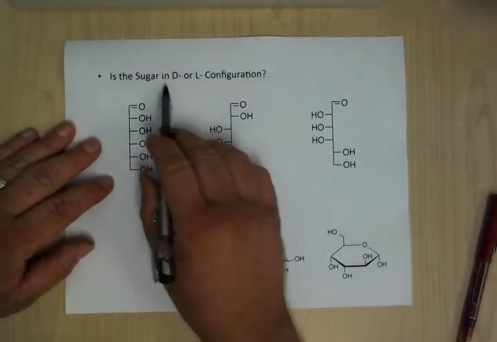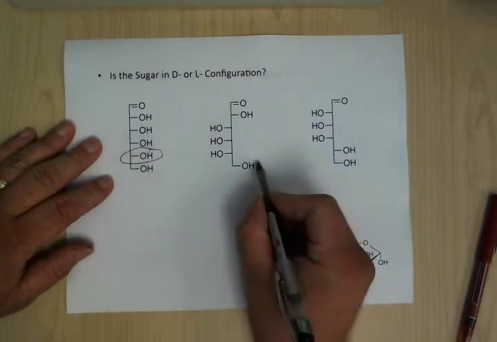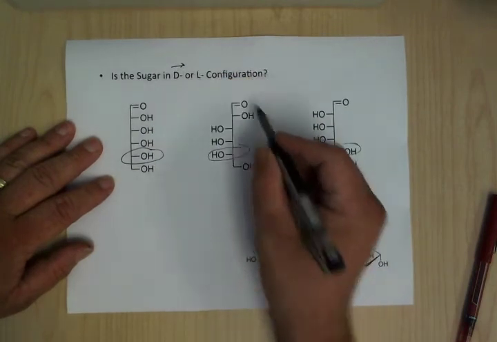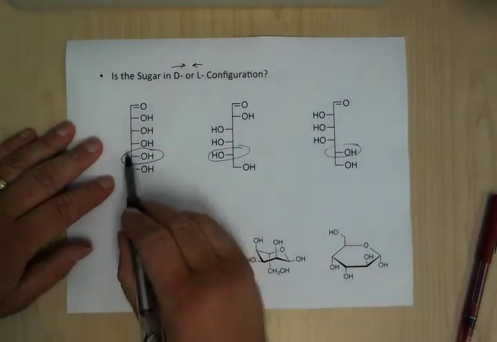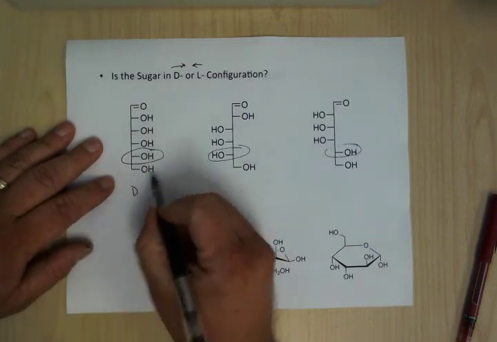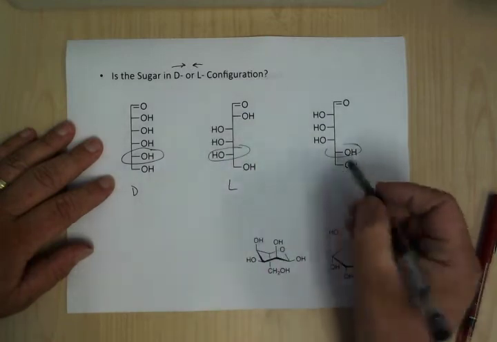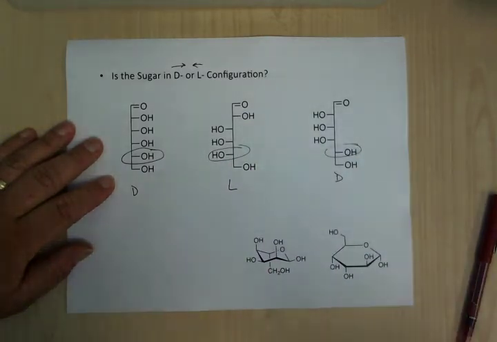Okay. So for this one, D and L. If it's in a straight chain like this, all you've got to do is look at this one here. If it's pointing to the right, it's a D. If it's pointing to the left, it's L. Right, left, L. So this one here is D, because it's pointing to the right. This one here is pointing to the left, so it's L. Here, it's pointing to the right, so it's D.